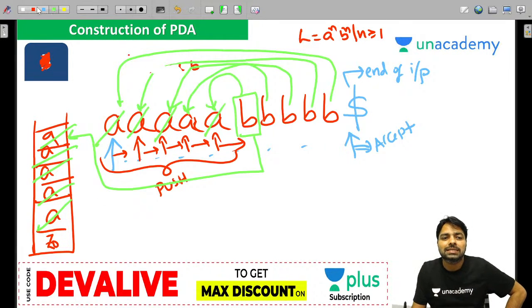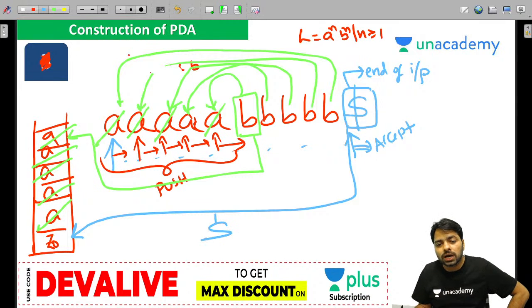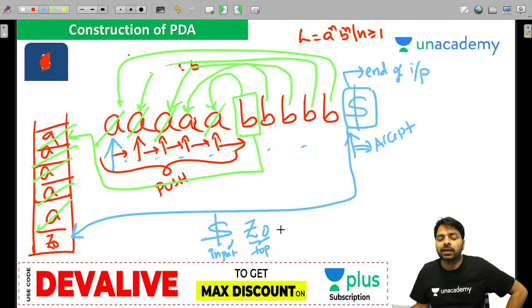So when you look at this dollar, who is there on the bottom of the stack? Z0. So dollar comes as an input. If the top of the stack is Z0, then we say we are going to final. Accept and halt at final now.